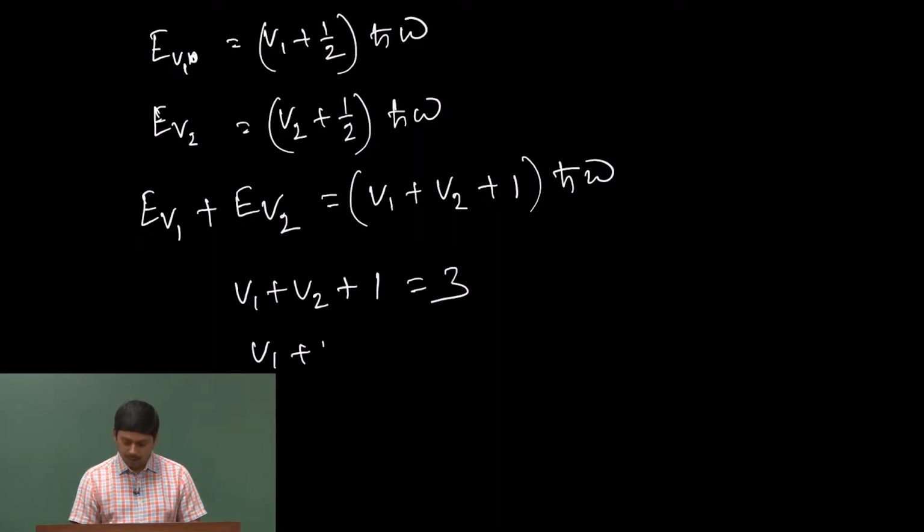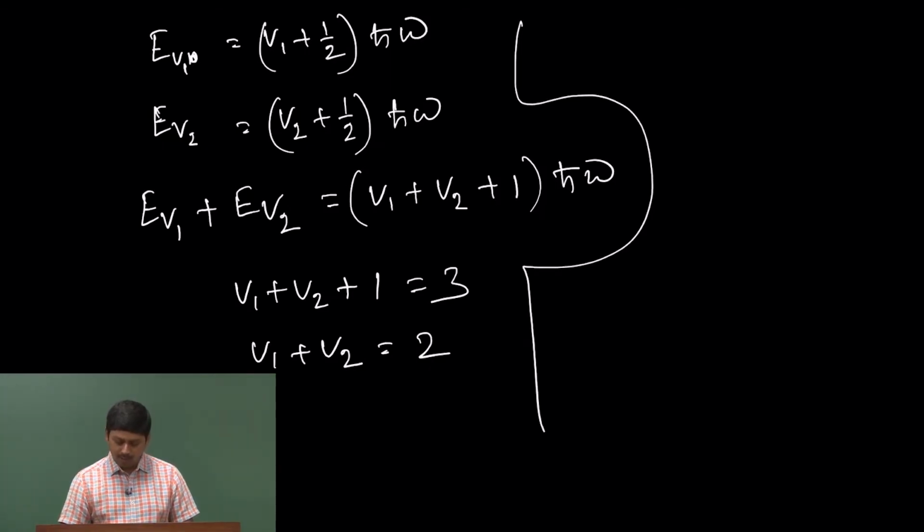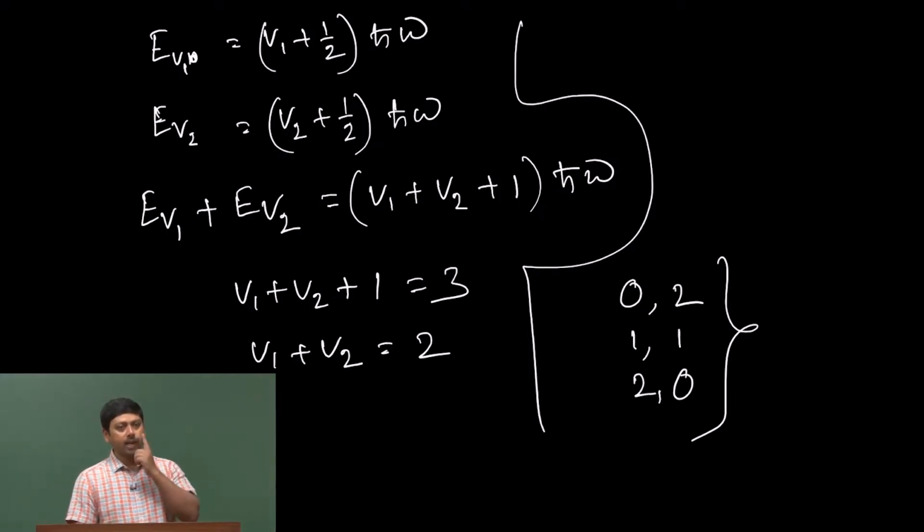Therefore, V1 plus V2 I need to get as 2. So, once I do that, now I have to see which one can give me 2. So, 0, 2 can give me a 2, 1, 1 can give me a 2, 2, 0 can give me a 2. So, now I can actually get 3 different ways to get that total energy 3 h cut omega, I can obtain by using this particular rule.